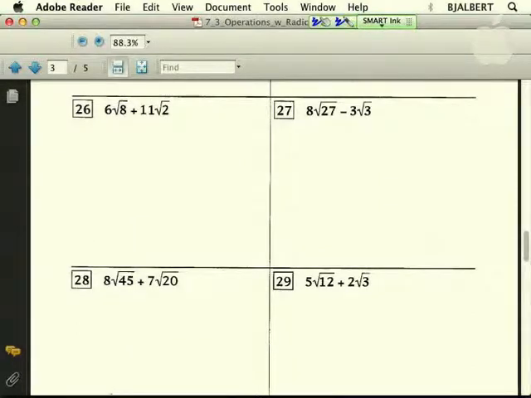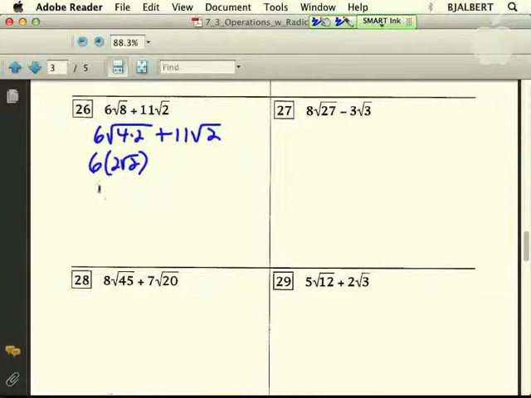To do these, you've got to simplify each of them. So we're going to have square root of 8. It's going to be 4 times 2. So let's see, that's going to be 6 times 2 square roots of 2. So 12 square roots of 2 plus 11 square roots of 2 is going to be 23 square roots of 2.